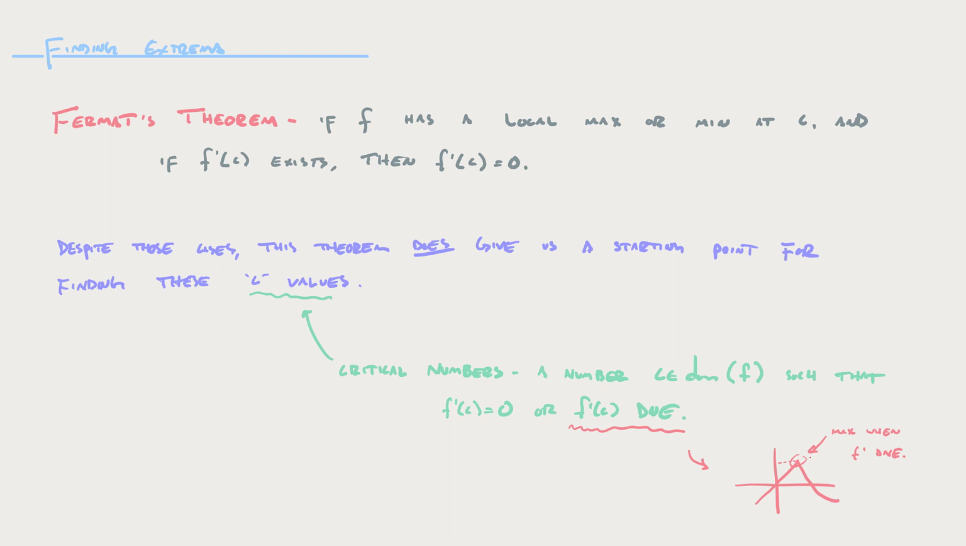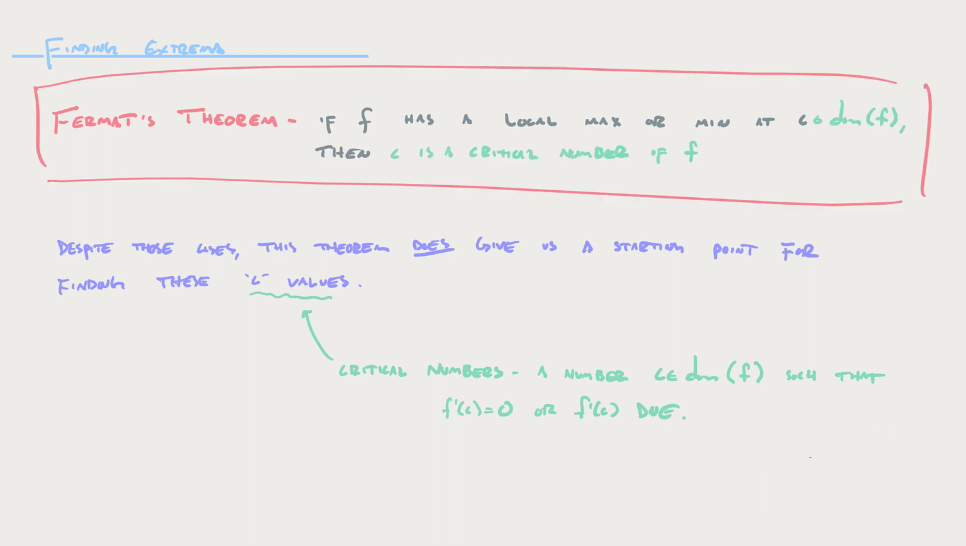So we can actually restate Fermat's theorem a little bit, and this is the definition that I think we're going to go with. It says if f has a local max or min at c in the domain of f, then c is a critical number of f. And that takes into account a little bit more stuff. But again, the way that you read this is if it has a local max or min at c, then c is a critical number. But it doesn't say that if c is a critical number, then f is a local maximum or minimum. So again, you have to keep in mind the converse isn't true. The critical numbers are just giving us potential extrema. That's the way that you have to look at this.